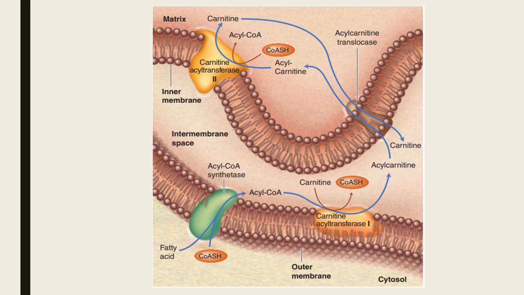Okay, and so your carnitine will move back into the outer membrane. Note that your acyl carnitine translocase is an antiporter protein. With that, it transports one acyl carnitine into the mitochondrial matrix for every carnitine that is transported into the intermembrane space. And so your fatty acid is already inside your mitochondria in the form of your acyl coenzyme A.